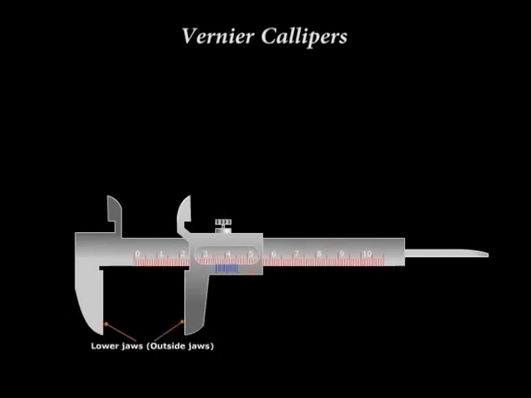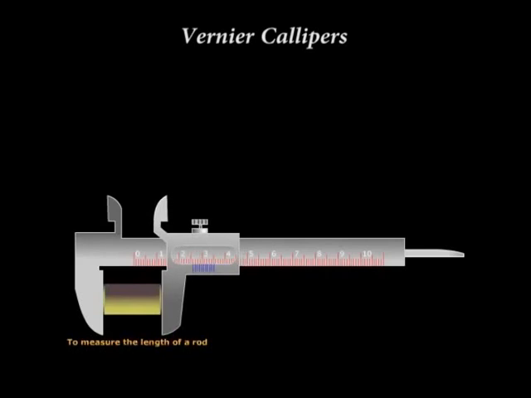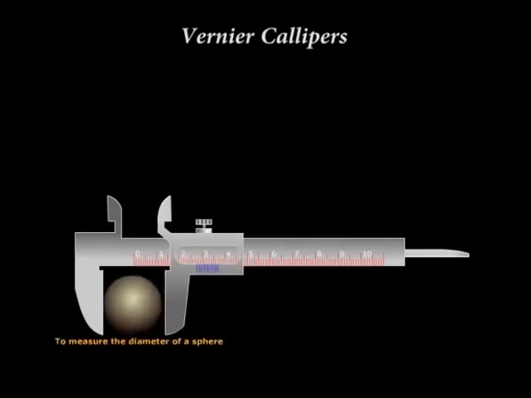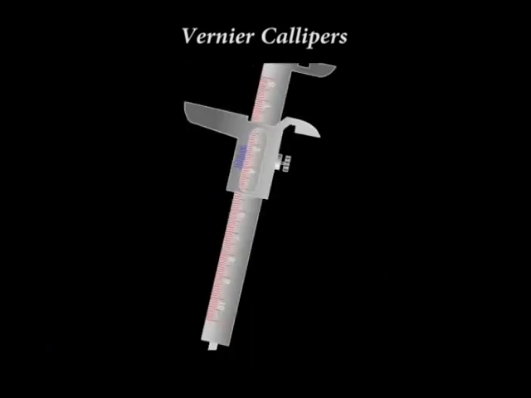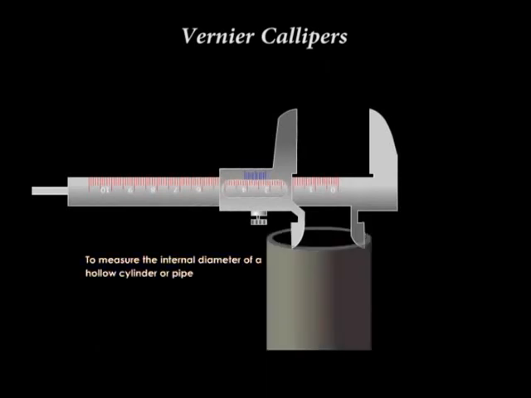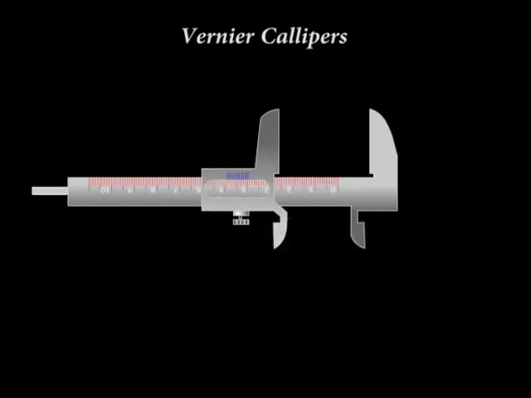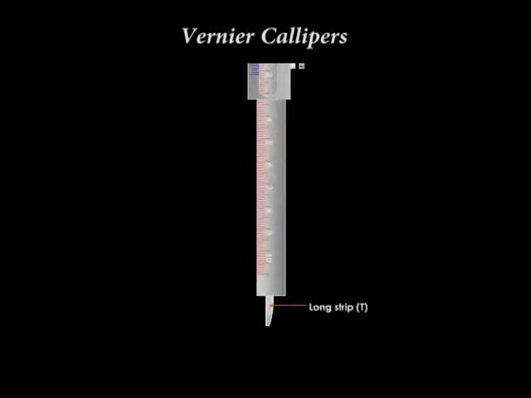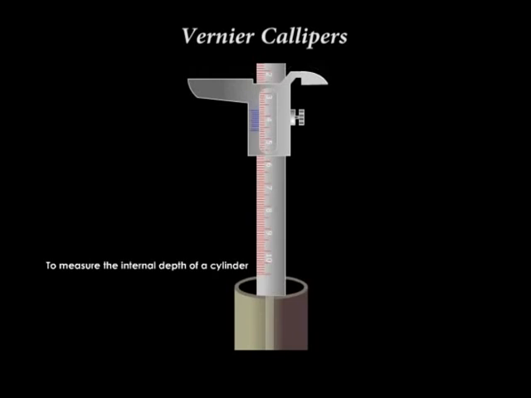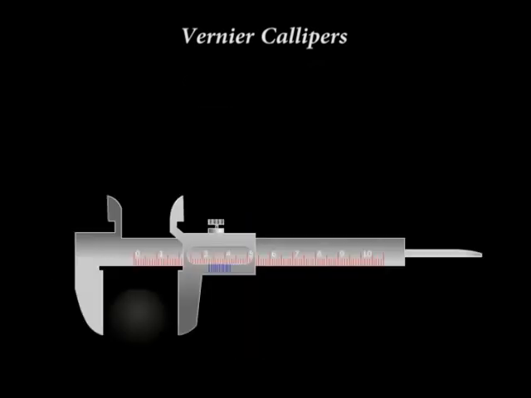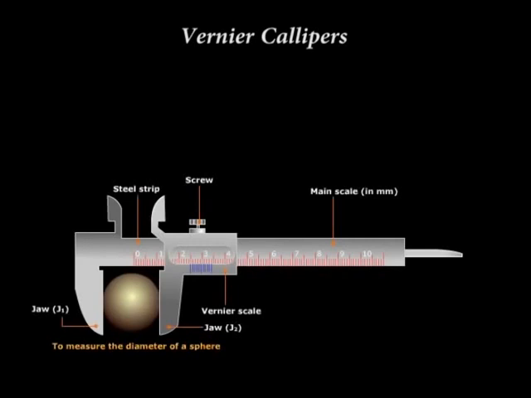The lower jaws are called the outside jaws. They are generally used to measure the length or the thickness of a given rod or diameter of a given sphere or cylinder. The upper jaws are inside jaws and are used to measure the internal diameter of a hollow cylinder or pipe. There's a thin long strip T attached to the vernier strip at the back of the main scale. This is used to measure the internal depth of cylinders or hollow tubes. The object to be measured is placed in between the lower or outside jaws.